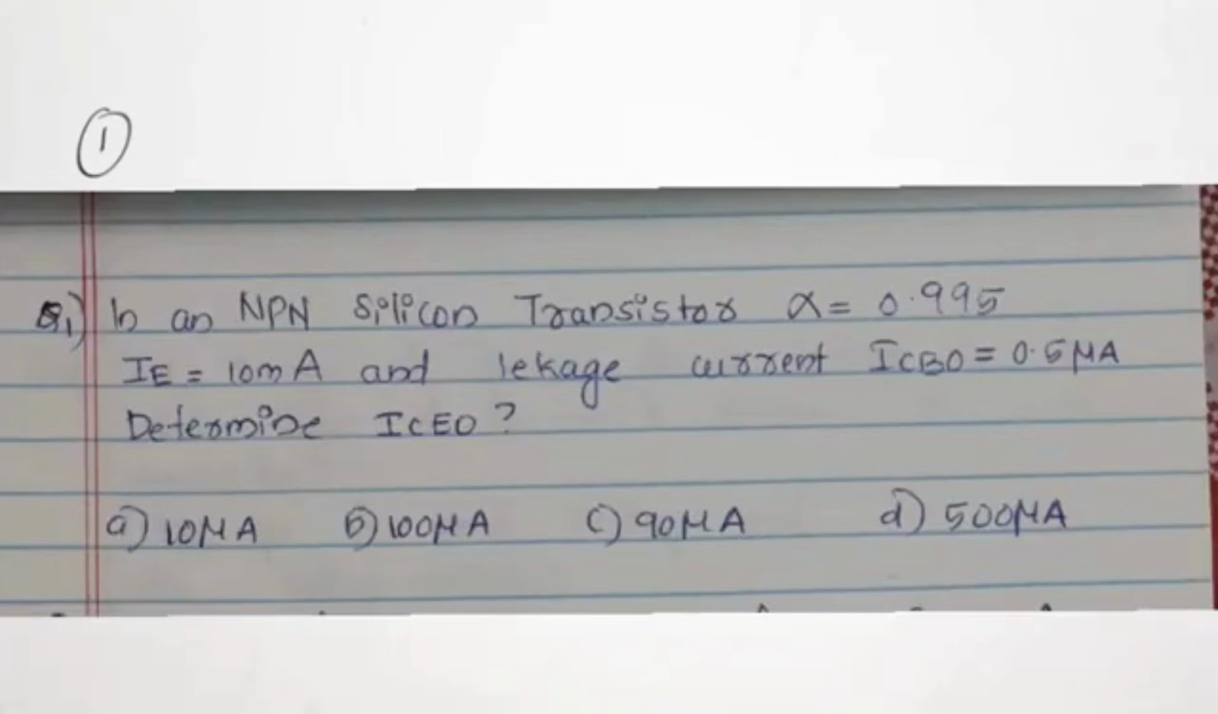So this is a mock test of the EDC subject. We are going to see the solutions of the 10 questions which you have already seen. The first question is, in an NPN silicon transistor, alpha equals 0.995, IE equals 10 milliamperes, and the leakage current ICBO equals 0.5 microampere. Determine ICEO. So we need to find ICEO, which is the collector to emitter leakage current.